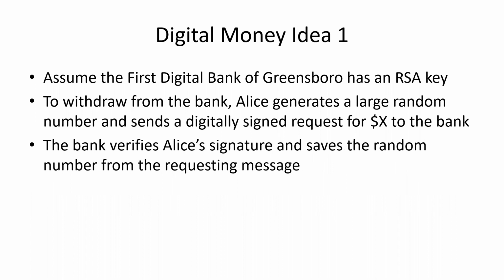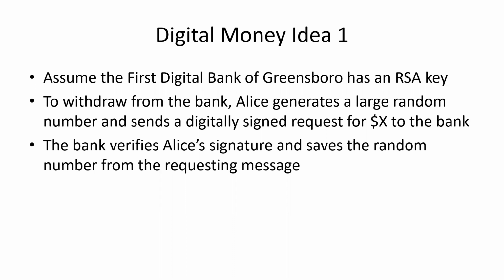We'll talk about those. So the first one: First Digital Bank of Greensboro has an RSA key. We're going to sign things. So Alice wants to buy something. Alice generates a large random number, a nonce, and sends a digitally signed request to her bank for X dollars, for a specified number of dollars. So the bank gets a request from Alice that is digitally signed.